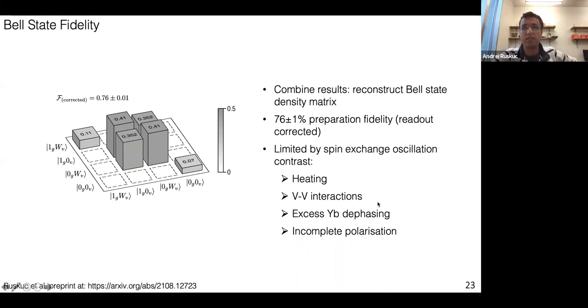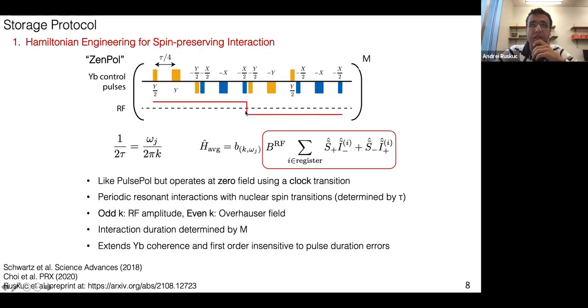The excess ytterbium dephasing, we at the moment think that it could be limited by something I didn't go into details of, but it's quite important in our scheme that the RF field that we apply is a perfect square wave. If it isn't, then the combination of the detuning induced by the RF field with the Overhauser field can still cause dephasing. And so we have some suspicion that by the time this RF field gets into our helium-3 fridge, to the device, it's no longer a perfect square wave.